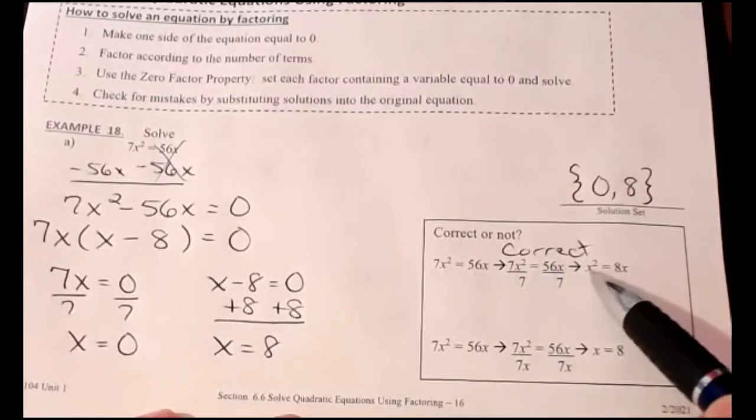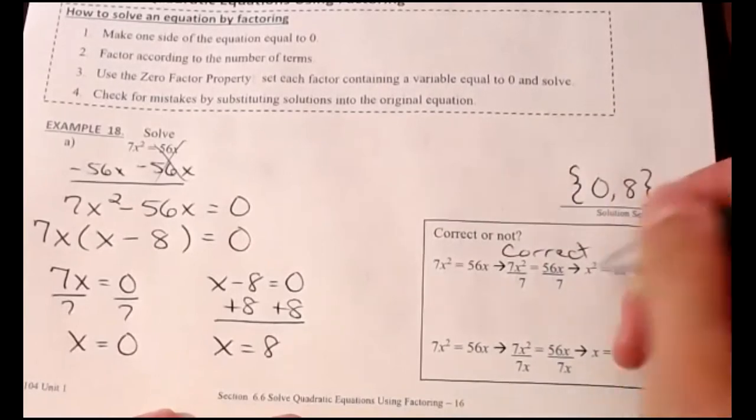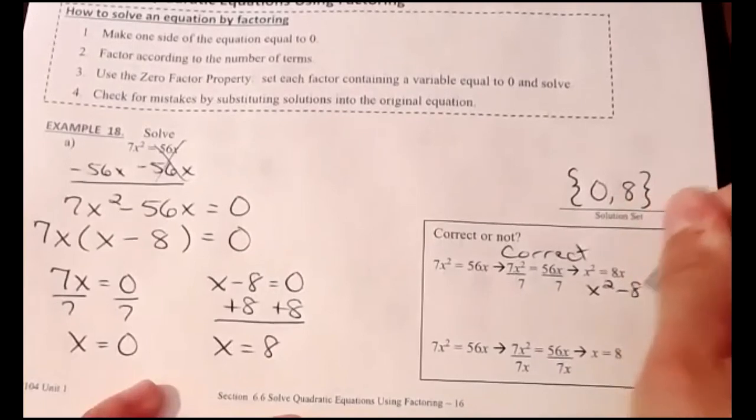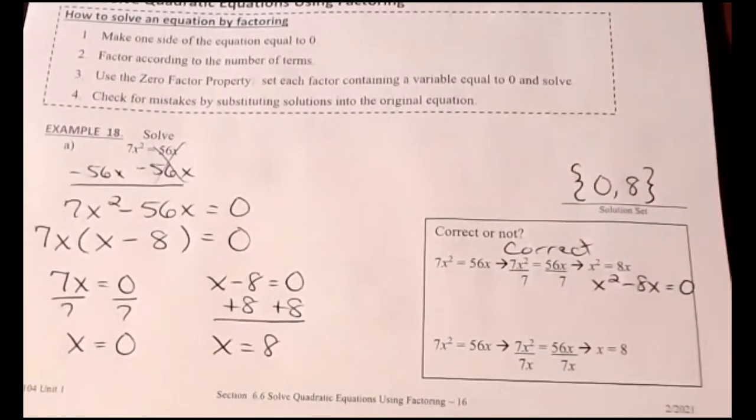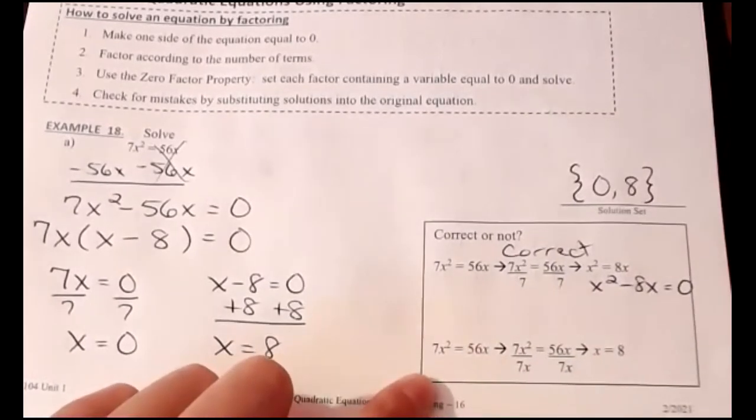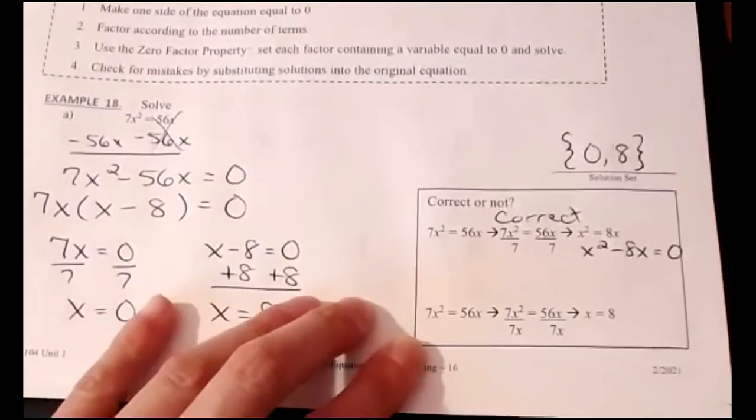Notice that when they have x squared is equal to 8x, that's when they'll bring the 8x over. And then that's when you factor and solve. So it's actually okay for them to have divided by the coefficient first. That's totally cool. What's not cool is the second expression.